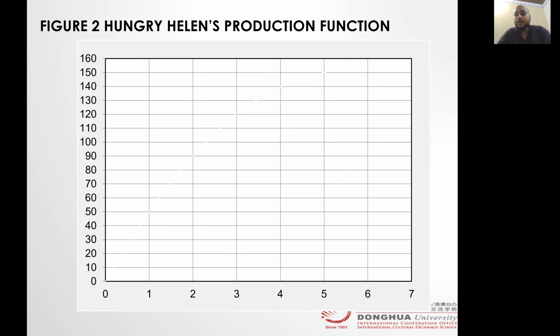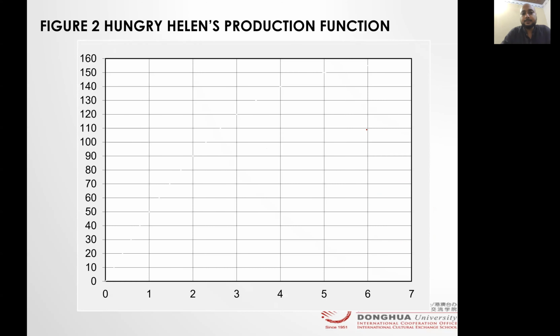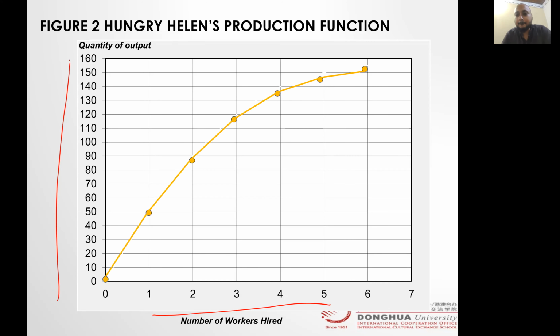So if you draw this graph here, number of workers and total production, the graph will look like this. It means if you hire more workers, production will increase. Straight? No, with the bend here. And this bend is because of diminishing marginal product.